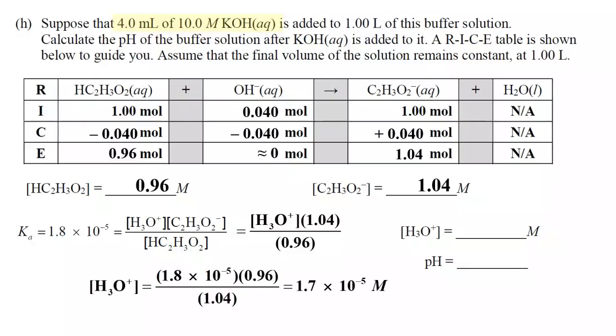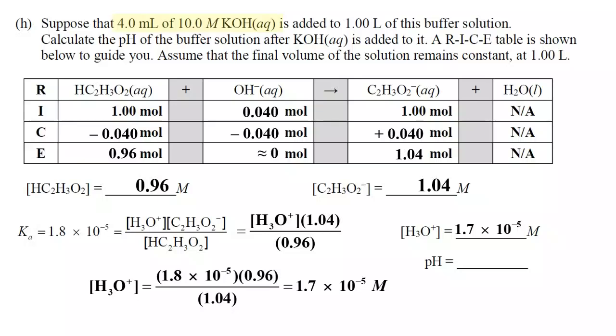And the concentration of the hydronium ion is based on the following calculation. 1.8 times 10 to the negative 5, which is the Ka, times 0.96 divided by 1.04. And when we do that math, we get 1.7 times 10 to the negative 5 moles per liter. That is our concentration of the hydronium ion. So all we have to do now is take the negative log of this number and find out what is our pH after this small amount of strong base potassium hydroxide was added.